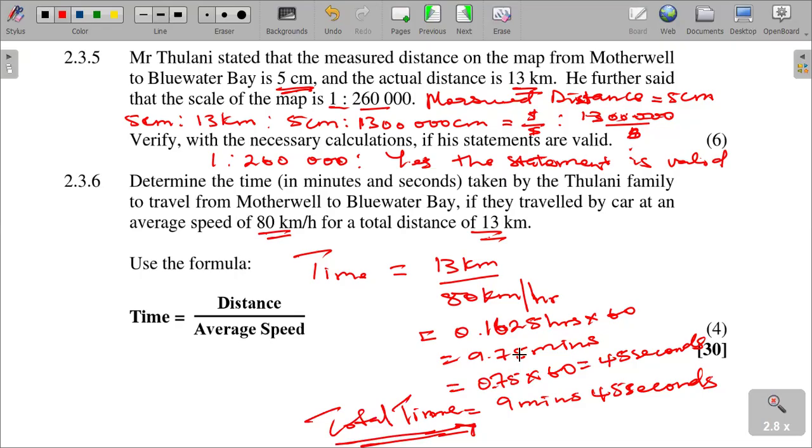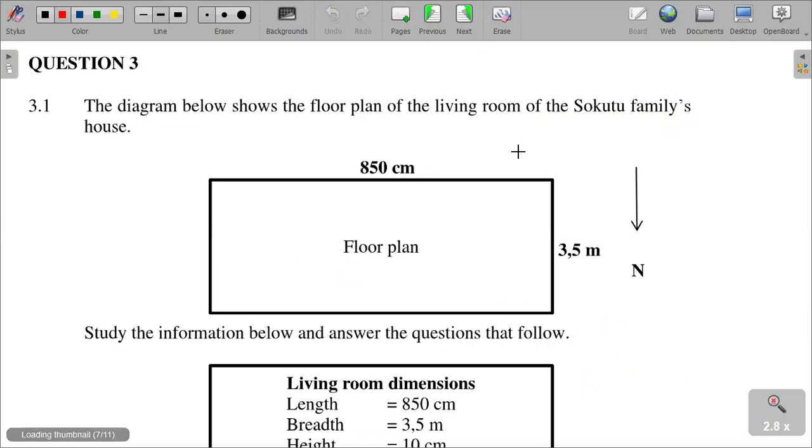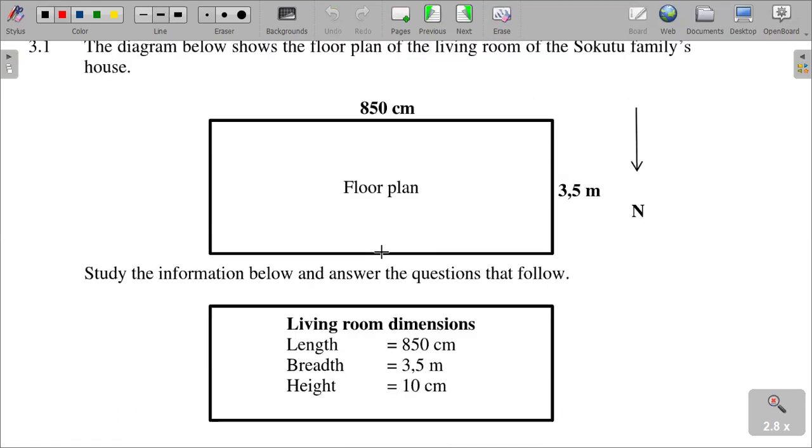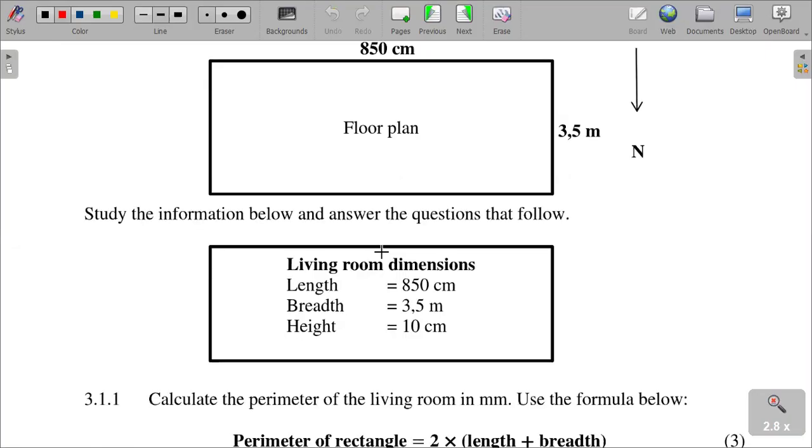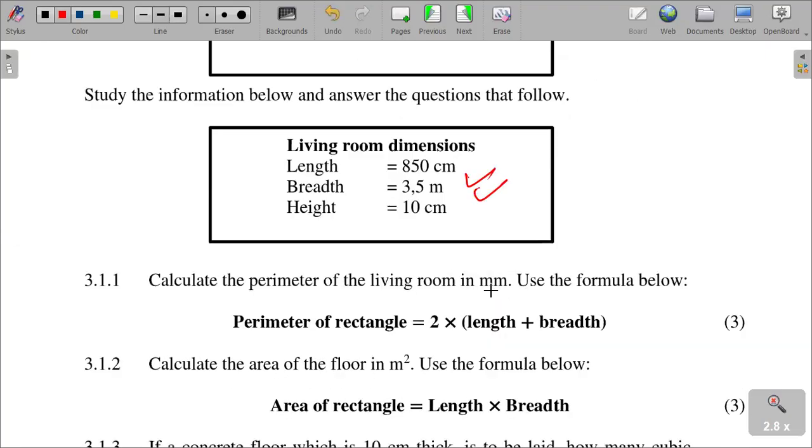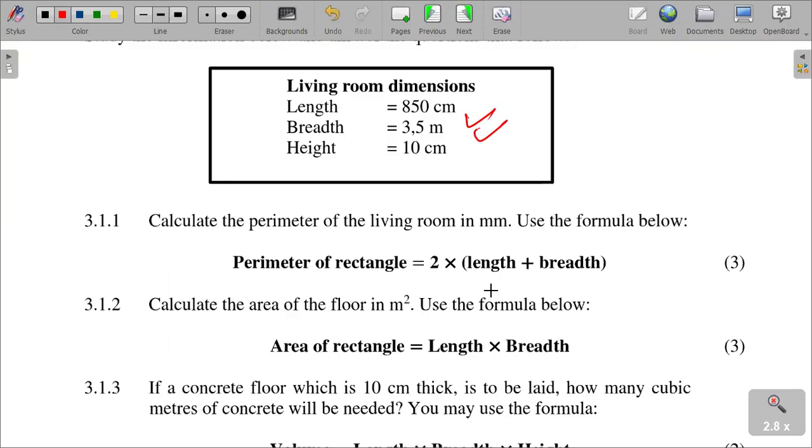So let us quickly answer the next question. The diagram shows the floor plan of a living room of the Sukutu family house. That is what is given there. 850 centimeters and then 3 meters floor plan. And then we are given that the living room has got these measurements there. So our question is saying, calculate the perimeter of the living room in millimeters using the formula below. Calculate the perimeter.